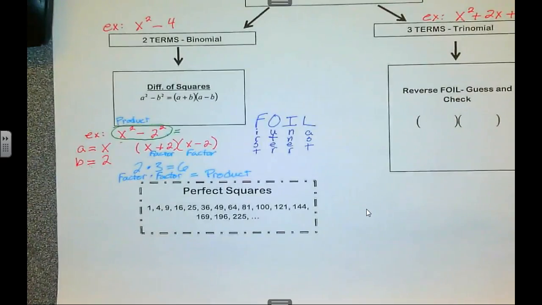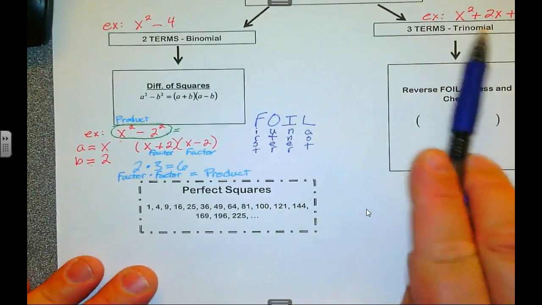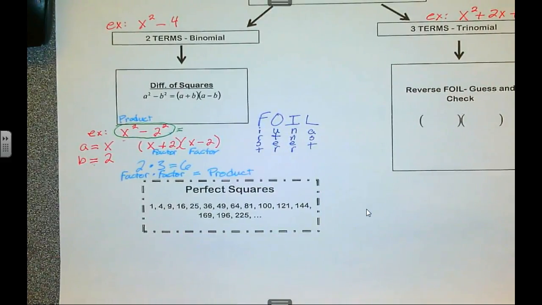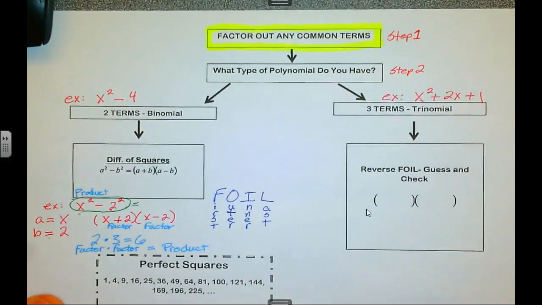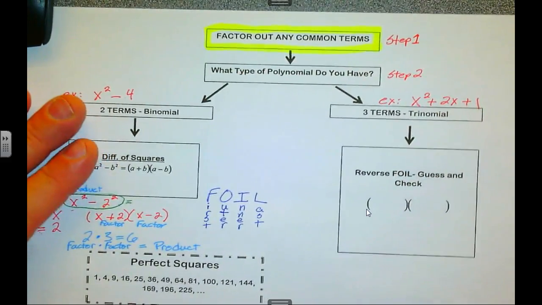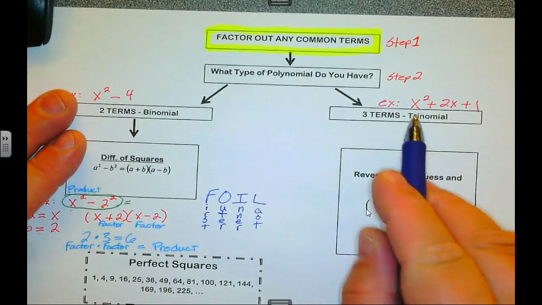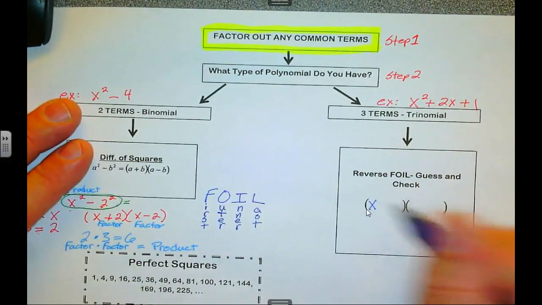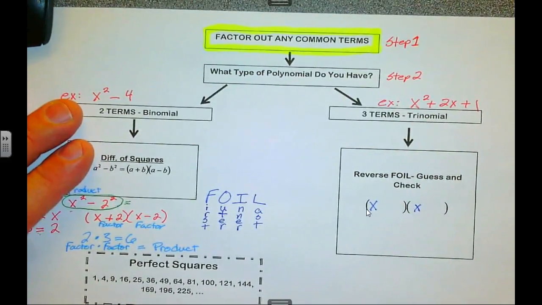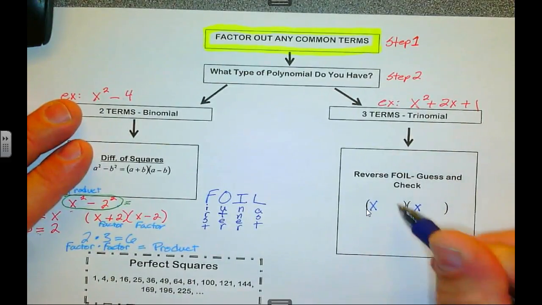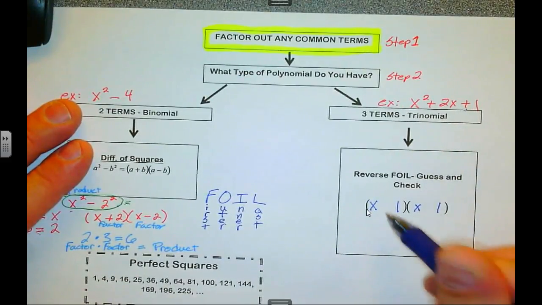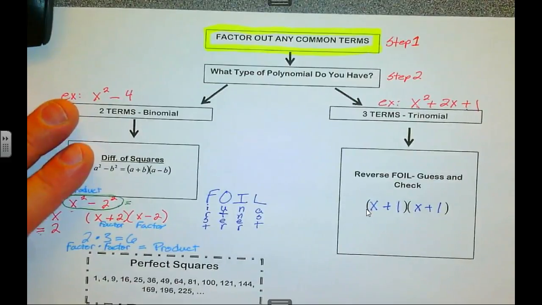Now, if you have a trinomial, x squared plus 2x plus 1, you kind of have to do the guess and check thing in your head. I don't have a choice for the x squared. It has to be x times x, right? I don't really have a choice for the 1. It has to be 1 times 1. They'd be plus and plus to get x squared plus 2x plus 1.